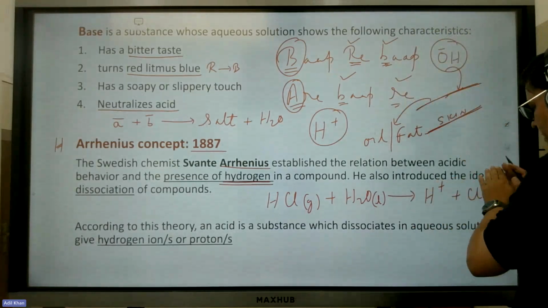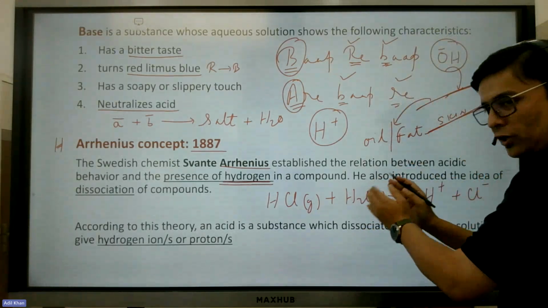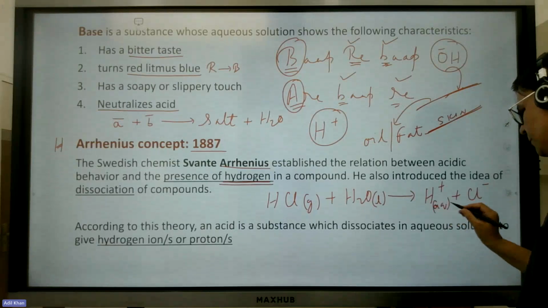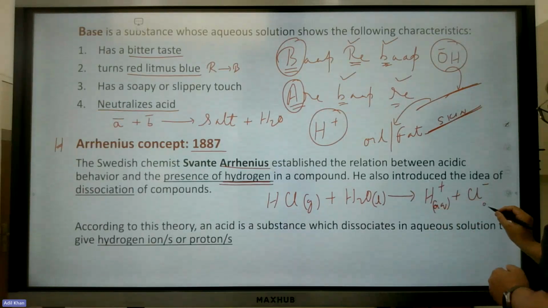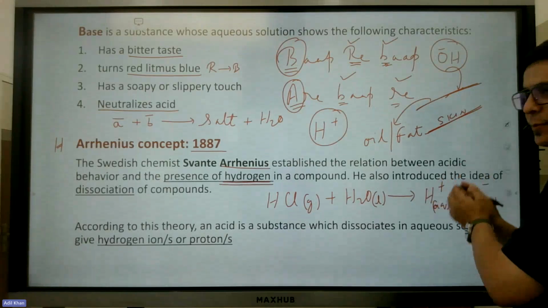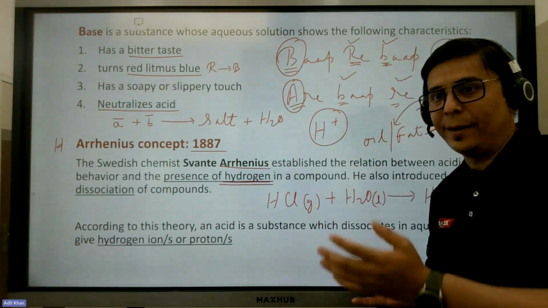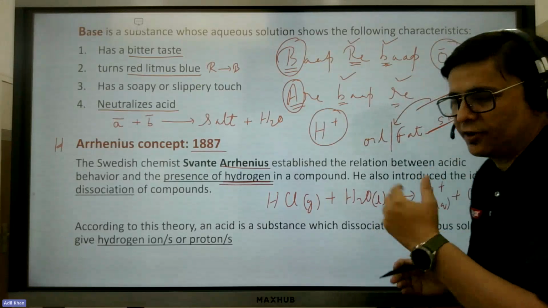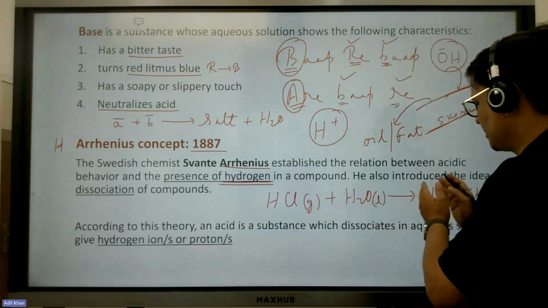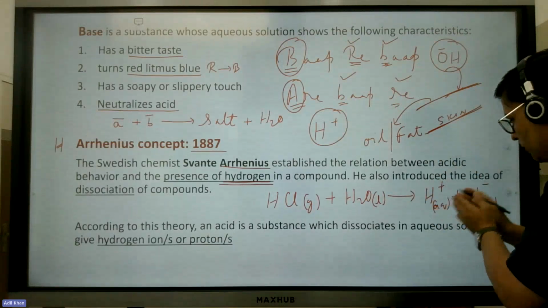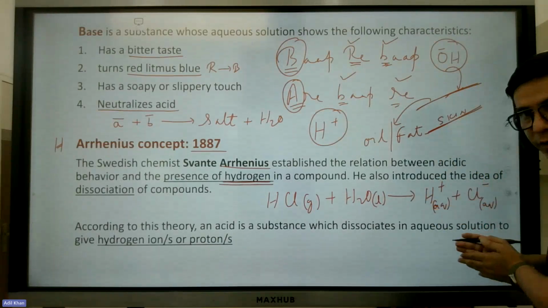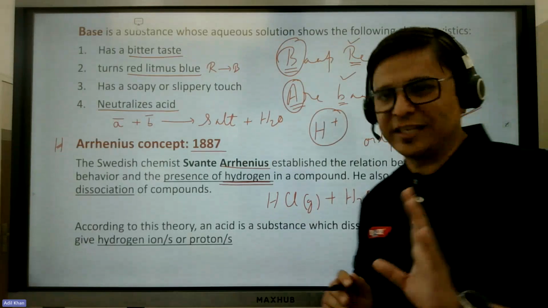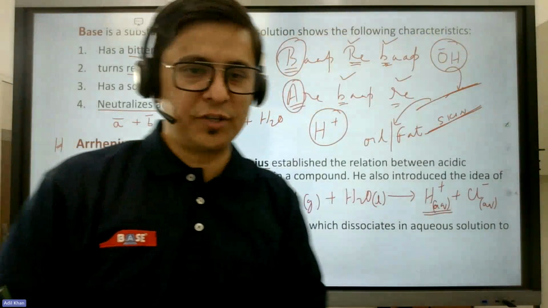Now, since this is H plus and this is Cl minus, the water molecule is still there. So that water molecule is going to link to this, and it will become H plus aqueous and Cl minus aqueous. Since H plus is a positive charge, the negative part of the water will be linked to it. And since Cl is a negative charge, the positive part of the water will be linked to it. So this is known as hydrated proton and hydrated chloride ion. This makes it an acid, and this concept is known as dissociation.